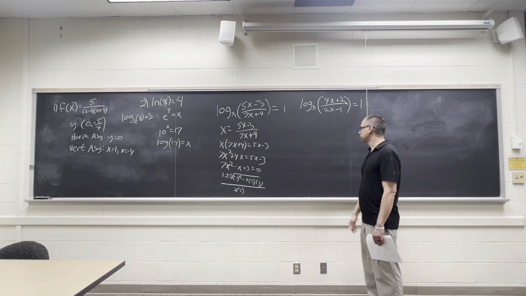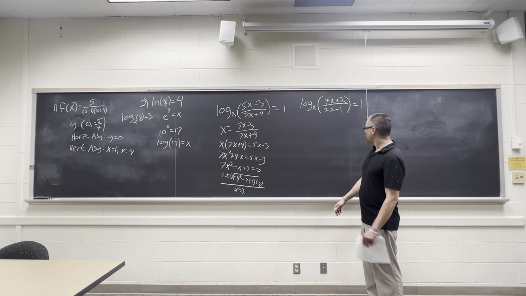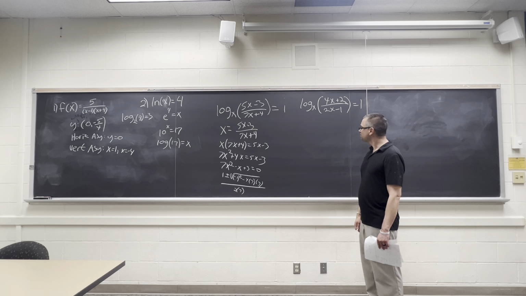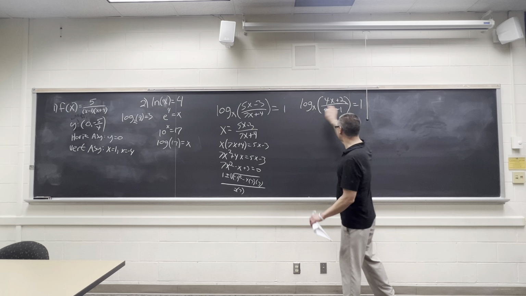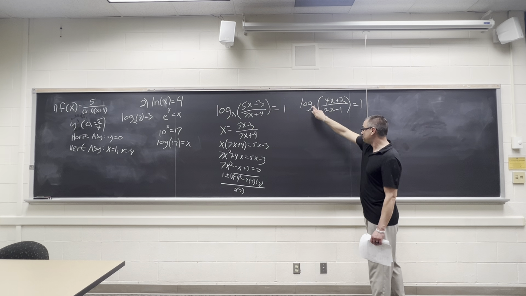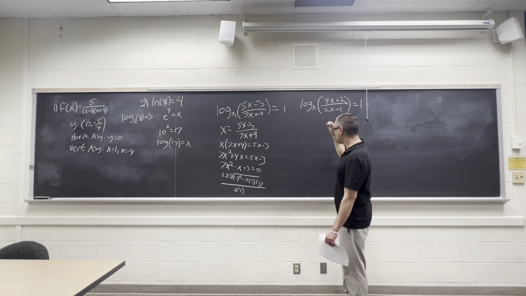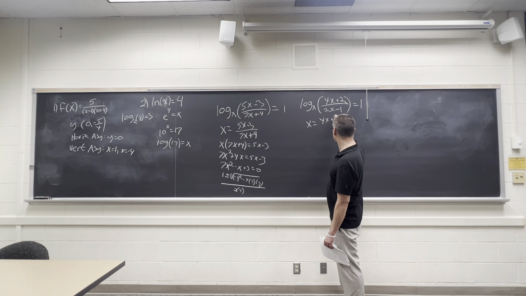You got this far? You want to solve that one? You should be able to. It's the same as before. So this means, again, that if the log is base x, it means x to the 1, but x to the 1 is x, right? So x is equal to whatever this is, 4x plus 2 over 2x minus 1.